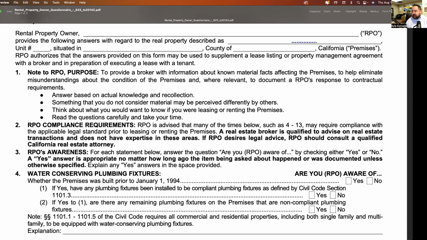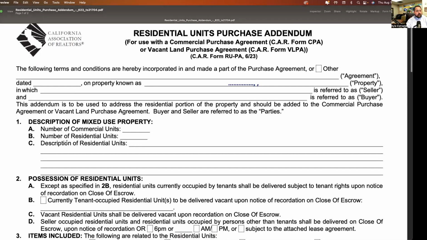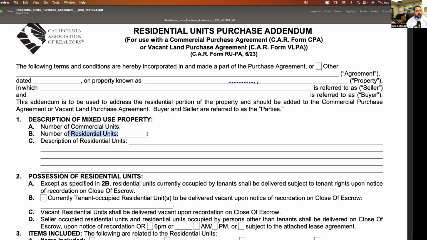Now, this is another new form. Residential units purchase addendum for use with a commercial purchase agreement or a vacant land purchase agreement. Now, what this is for is mixed use. Those of you that have done mixed use in the past, and I know that has been a little bit more common lately, now we have this addendum to add to a commercial agreement, right? So when we're looking at those mixed use properties, and you've had a couple, right? We have a storefront and then an apartment above it, or whatever it is, but there's a residential unit. They have a place now to describe what the units are, how many commercial units, how many residential units, and then a description of the residential units, like what they are, right?